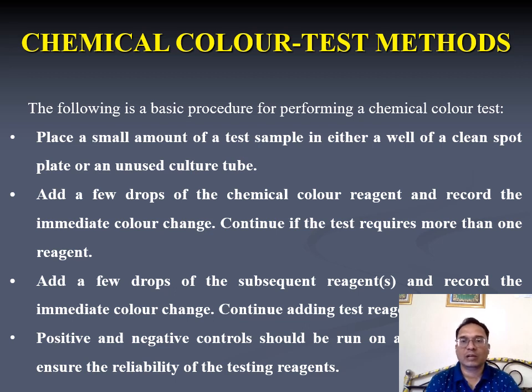A few milligrams of the sample is placed in a spot plate or the culture tubes, and a few drops of the chemical color reagents are added, and if any color change is there, it is recorded immediately. The procedure is continued, and a few drops of subsequent reagents are added and the colors are recorded if the test requires more than one reagent. Along with the sample, a positive control and a negative control are also run so that the color can be compared very easily, and from the color formation the type of the controlled substance can be identified.